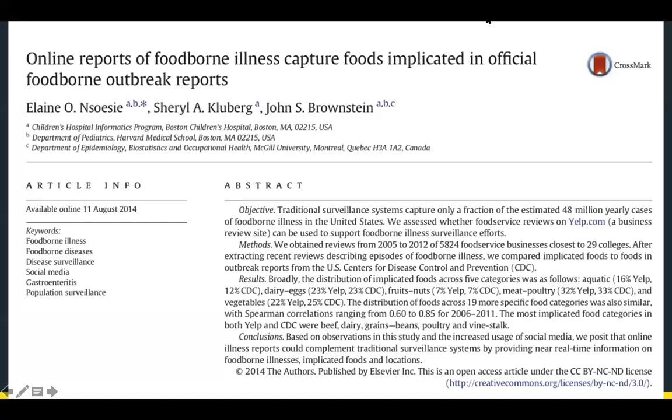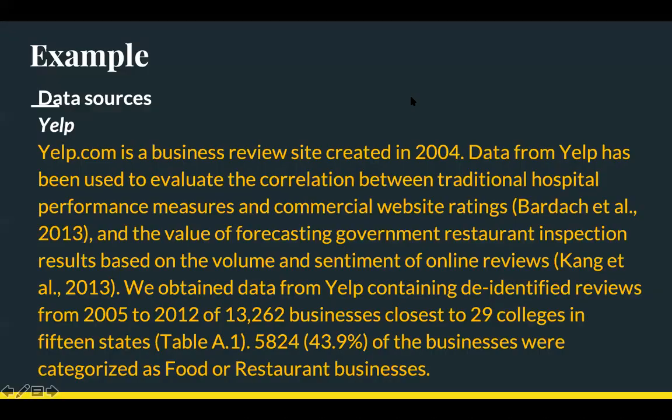So let's do another example. For this paper, we looked at online reports of foodborne illness. We wanted to see whether what people were posting on the internet was similar to what the Centers for Disease Control in the US was capturing in terms of what was making people sick.